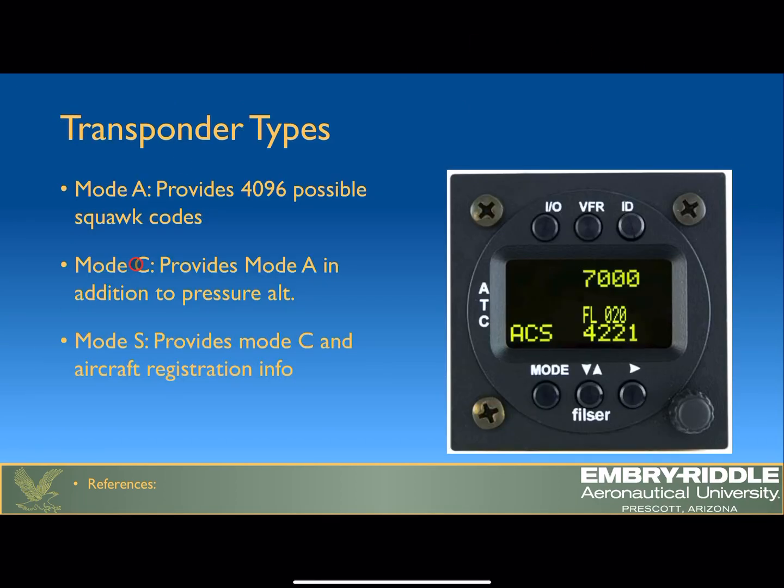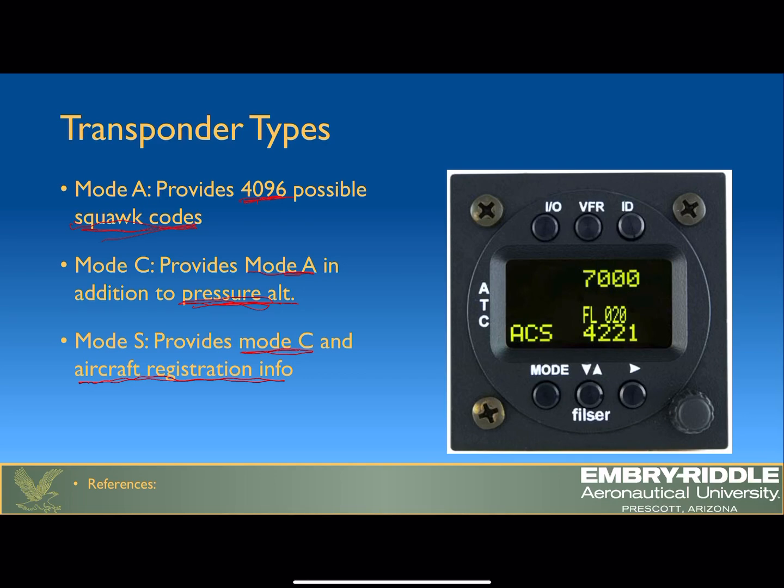There's a couple different transponder types. The Mode A transponder can provide up to 4,096 possible squawk codes that ATC will have you enter. There's the Mode C transponder, which provides Mode A plus pressure altitude, so it tells ATC what your pressure altitude is. And then finally, Mode S provides everything Mode C has, plus additional aircraft registration info, like tail number and stuff like that. So these are the different transponder types.